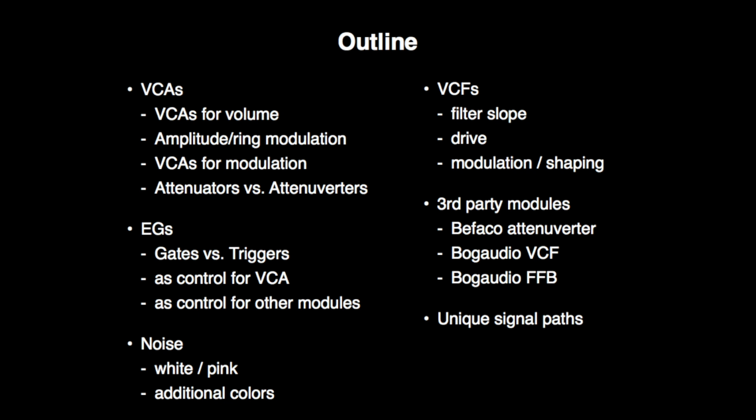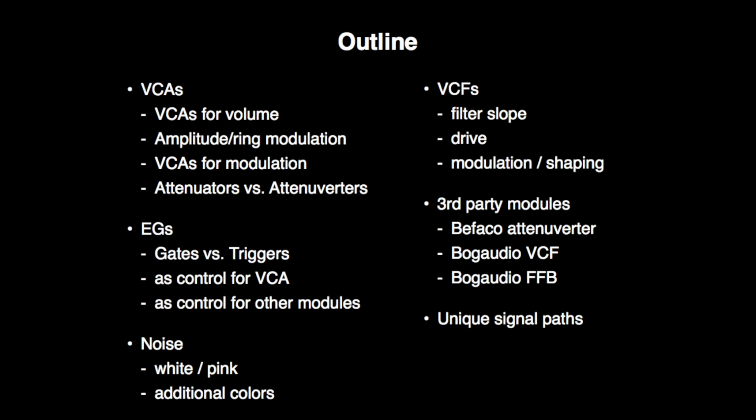We talked about using VCAs for volume and also amplitude and ring modulation. And then we also talked about how we can use VCAs to shape modulation. Like we can run an LFO through the VCA and then use that to increase and decrease the amount of modulation we have. We'll do a little bit more of that next time with sample and hold. Then we also talked about the difference between attenuators and attenuverters. We talked about envelope generators, looked at the difference between gates and triggers. We looked at using EGs as a control for the VCA, but then also as a control for other modules like the oscillator, or as we just did in this patch just now, as a way to change the frequency modulation or the speed of an LFO.